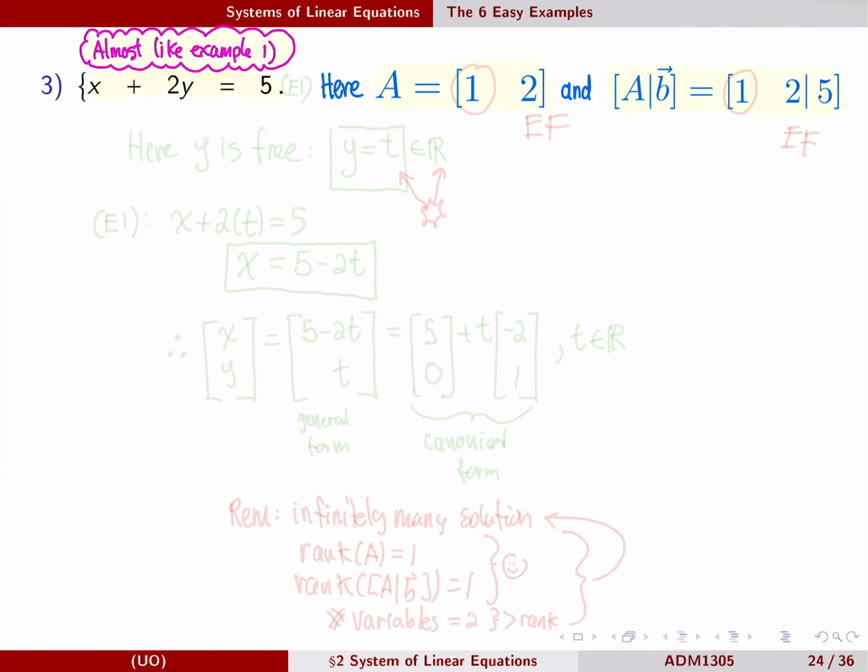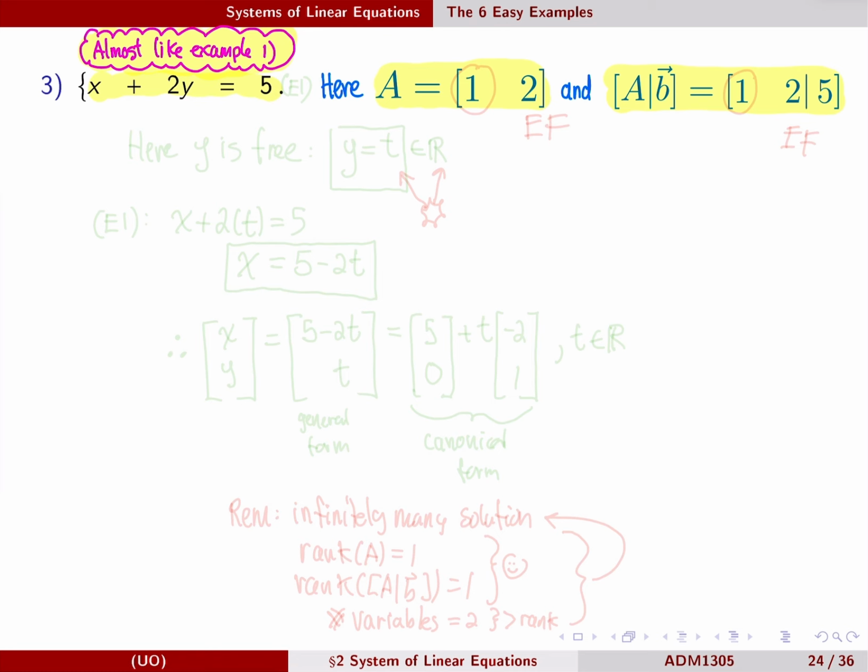My next example is almost like example one. Now my system will have only one equation. So it's still a system, but there's only one equation: x plus 2y is equal to 5. But that's it. So my coefficient matrix is just 1, 2. So 1x plus 2y. My augmented matrix is 1, 2 augmented by 5. And that's it for these matrices.